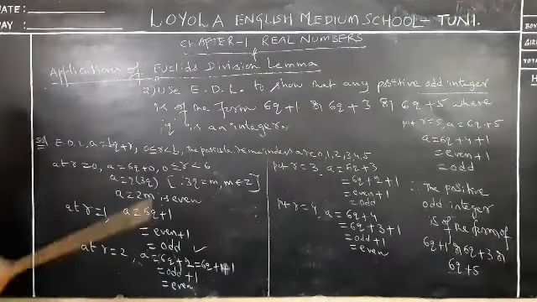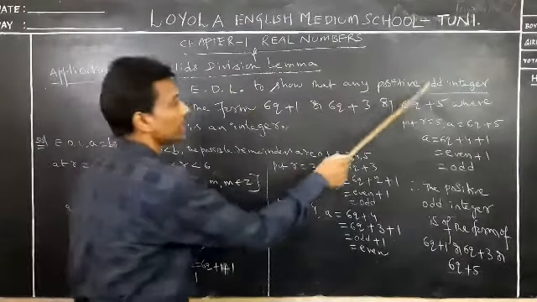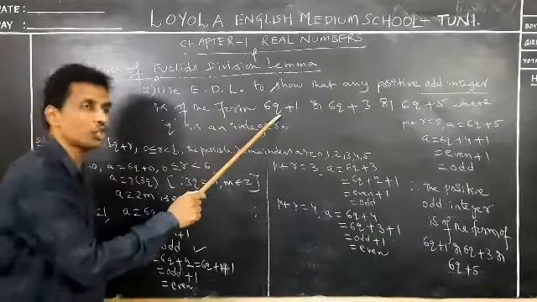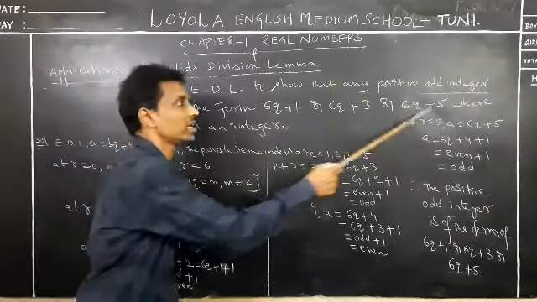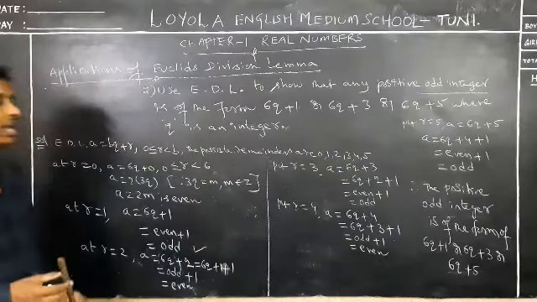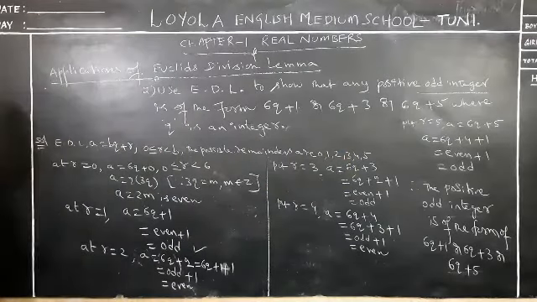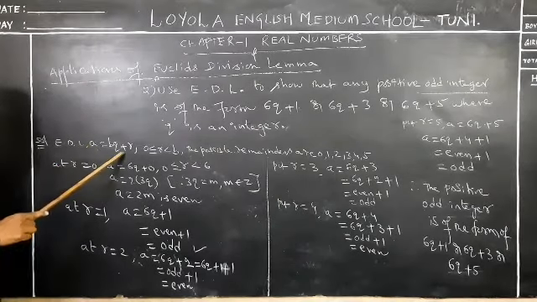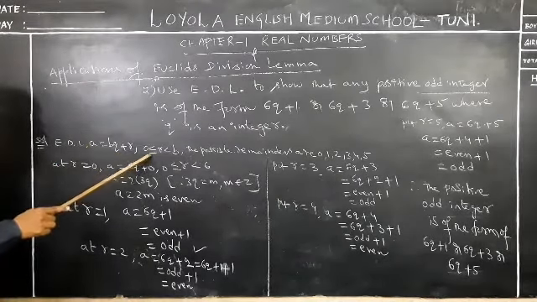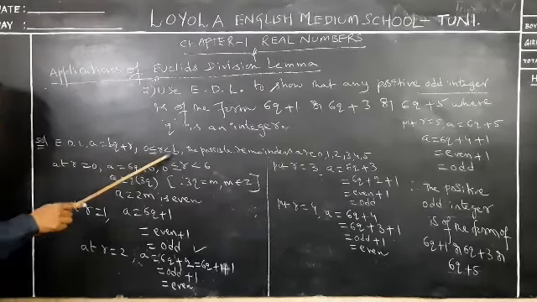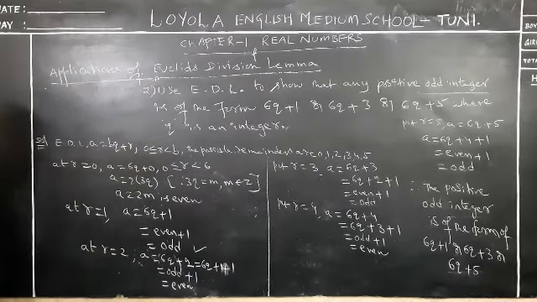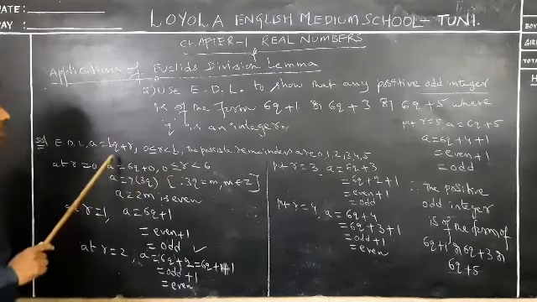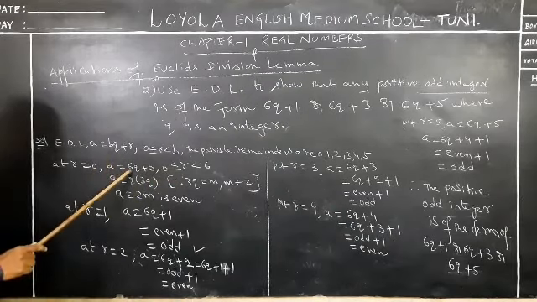Let us see. Use Euclid's division lemma to show that any positive odd integer is of the form of 6q plus 1 or 6q plus 3 or 6q plus 5. At first, what would we like to write? We would like to apply Euclid's division lemma, that is a equals bq plus r. You know the condition 0 is less than or equal to r, less than b. Here, we came to know the b value is 6.